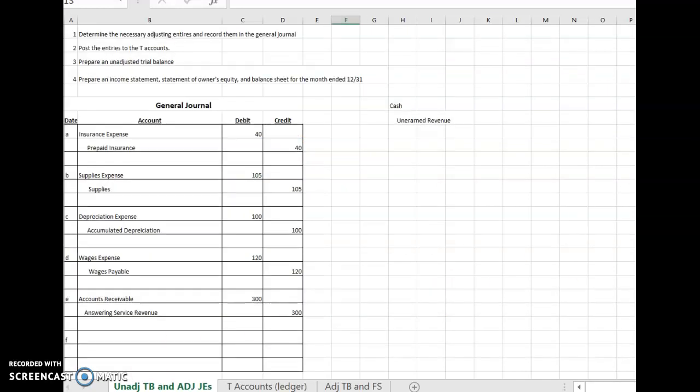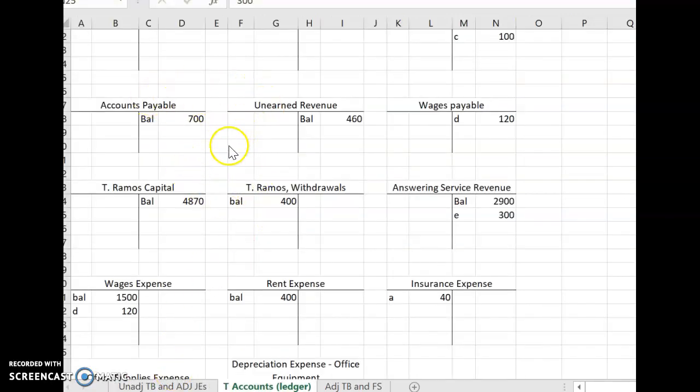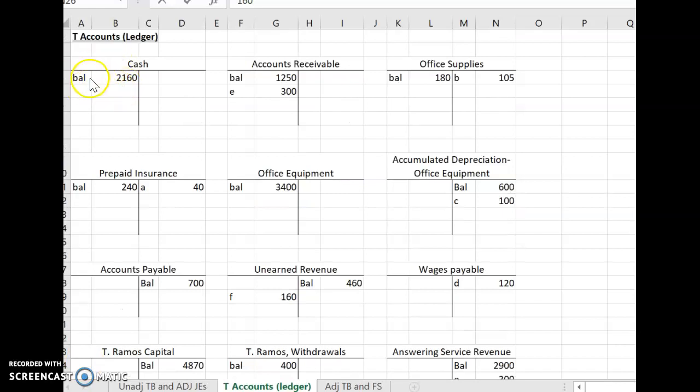So this is step 2 of a deferral. Okay, so we will debit unearned fees to get it out of unearned, and we will credit answering service revenue. Okay, unearned revenue, which is a liability, so here, and it was for $160, and then F here for answering service revenue for $160. Anytime you update your T accounts, you always need to check and make sure that they're in balance. So to do that, we're going to prepare the adjusted trial balance. So to do that, we need to get each T account balance.